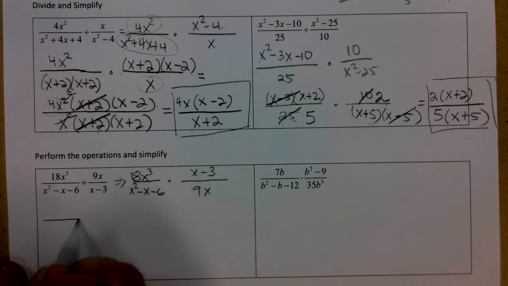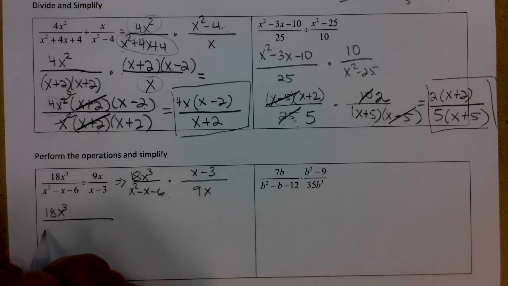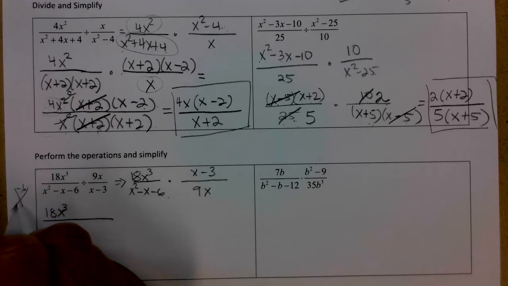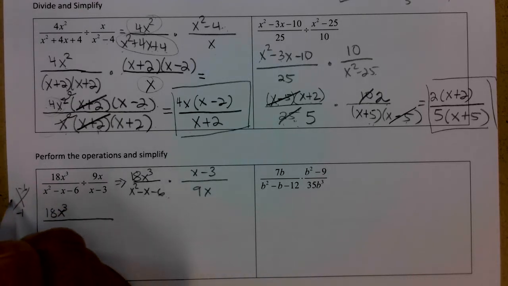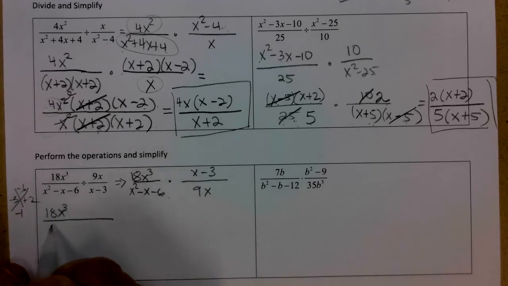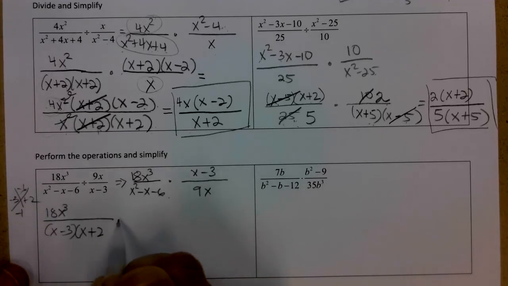Okay, we'll come down here and we'll factor. So I've got 18x cubed. So x squared minus x minus 6, multiply to negative 6, add to negative 1. You use one of those tricks. So that looks like negative 3 plus 2. So x minus 3 times x plus 2.